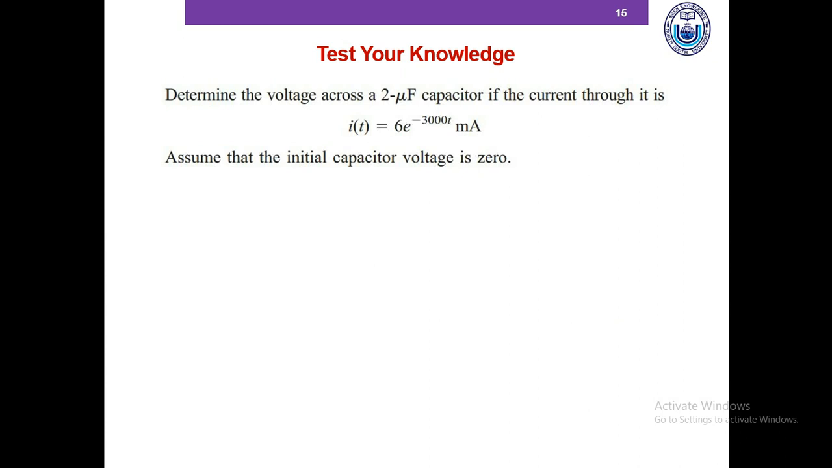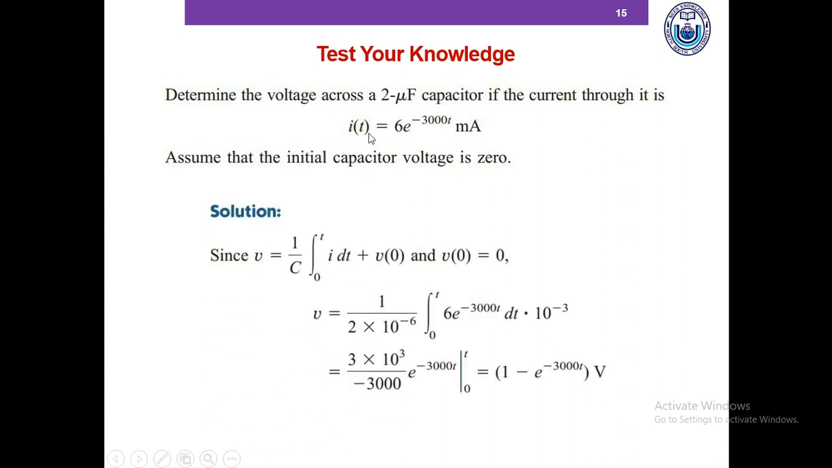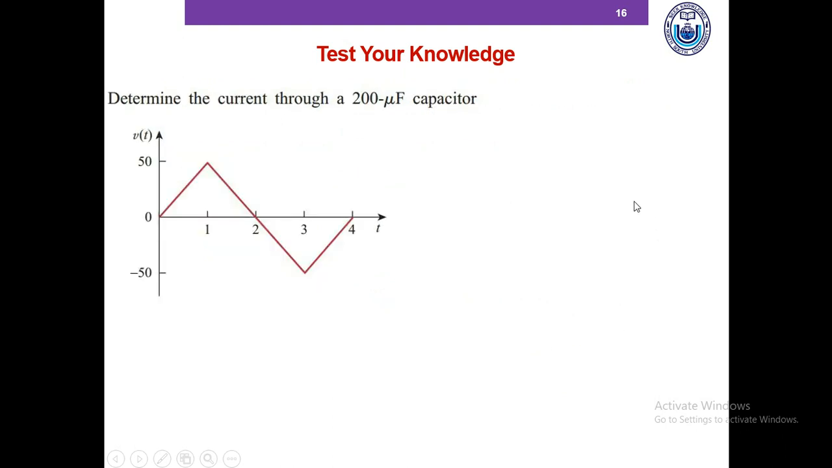Hopefully you've been able to solve this. Here the current is given, the capacitance is given, the voltage is required. So V is equal to 1 by C integral I dt. And the initial capacitor voltage is 0, which means V0 is 0. Here the initial voltage is 0. And that is our final voltage equation. So here's another problem. Please pause this video and try to solve this problem, and then we'll match our answers.